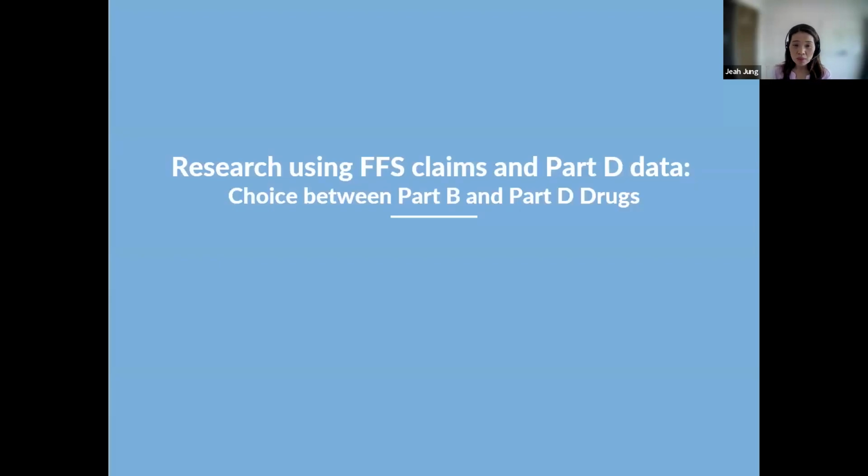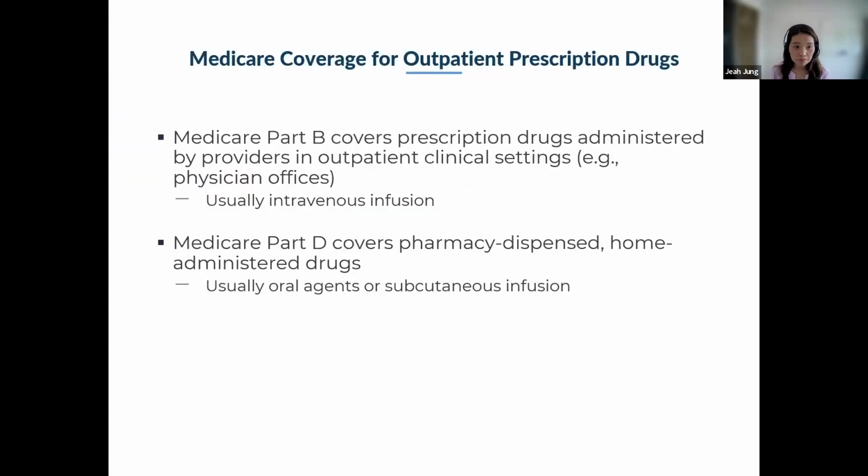So, research using fee-for-service claims and Part D data. First, let's look at choice between Part B and Part D drugs. As I said, Medicare Part B covers prescription drugs administered by providers in outpatient clinical settings, like physician offices or hospital outpatient departments. These are usually IV infusions, intravenous infusions, and Medicare Part D covers pharmacy-dispensed, home-administered drugs, and these are usually oral agents or subcutaneous infusions.